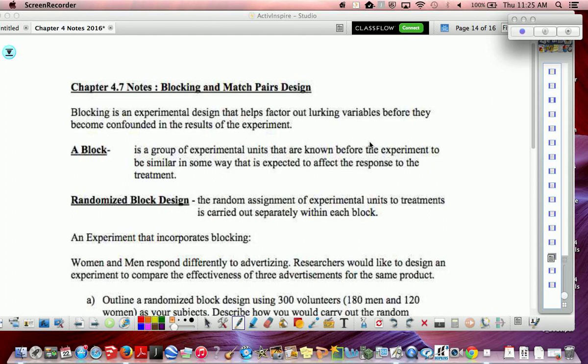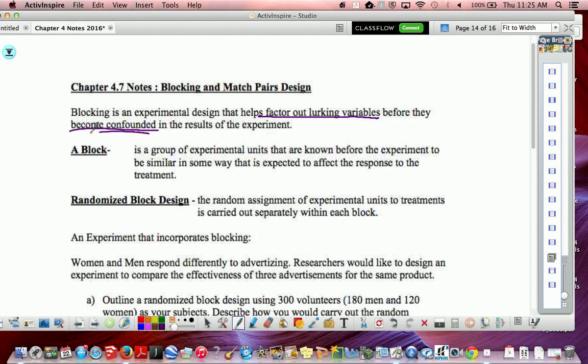So what happens is blocking basically helps you factor out your lurking variables before they can become confounded in the results of the experiment. So a block is simply a group of experimental units that you know are similar in some way, shape, or form that are expected to affect the results or the response to the treatment.